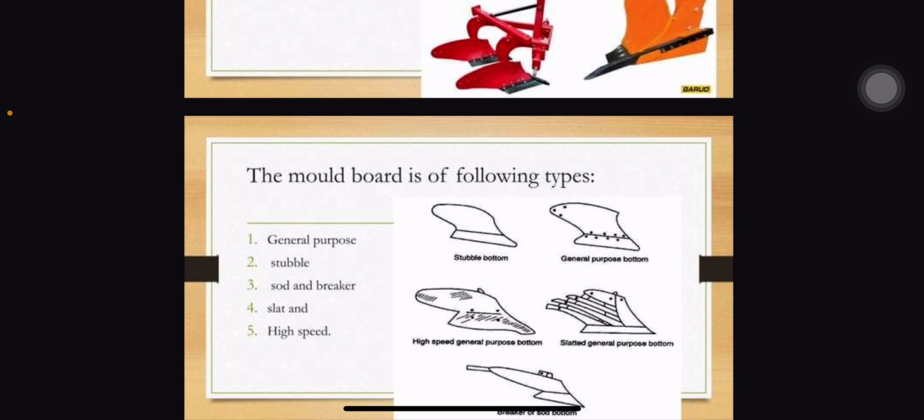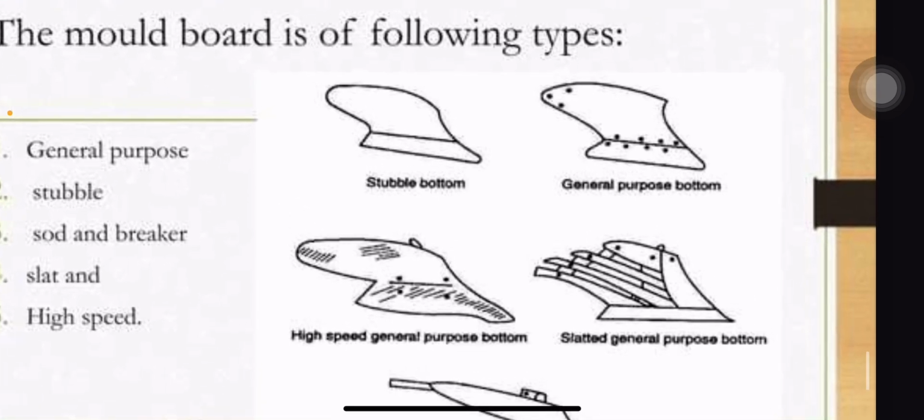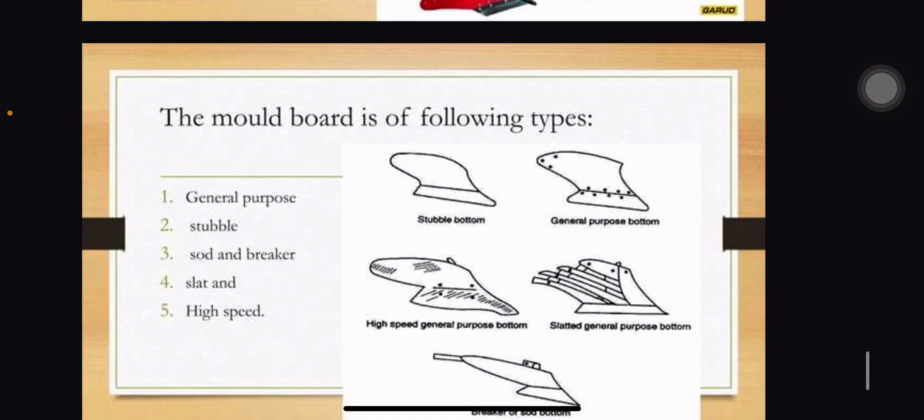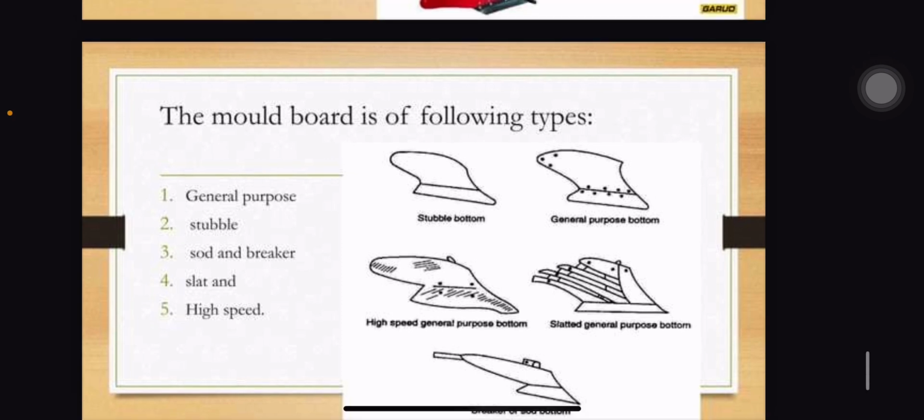So for ploughing we can use the stubble bottom, which is most commonly used, and also you can see the slatted general purpose. If you see the moldboard here, there are some gaps between the slats. Slatted is most commonly used in sticky soil, meaning clay or wet soils. So these are the different types of moldboards which are used for ploughing.